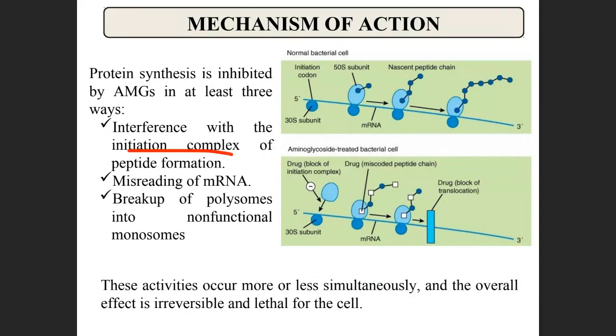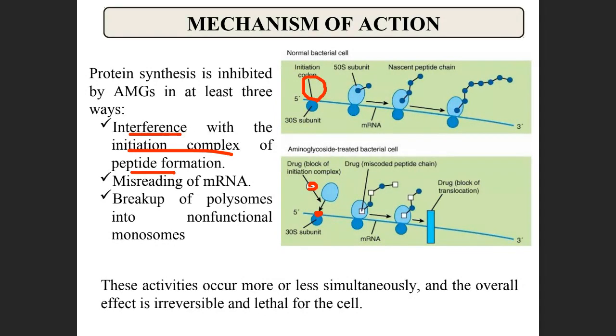That means it will not allow the starting of the formation of the protein. So that is known as interference with the initiation. It basically stops the initiation of the formation of the protein, or you can say peptide formation. How does it do that? You can see over here, it goes and blocks the site where the 30S and the 50S subunit are trying to bind to each other.